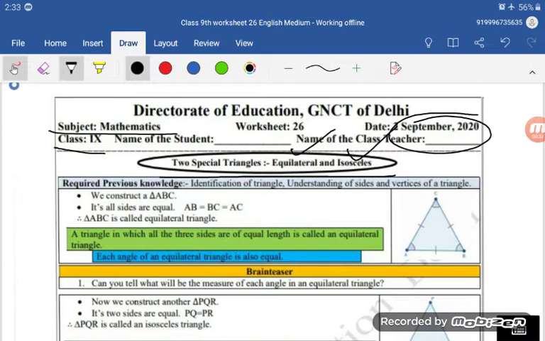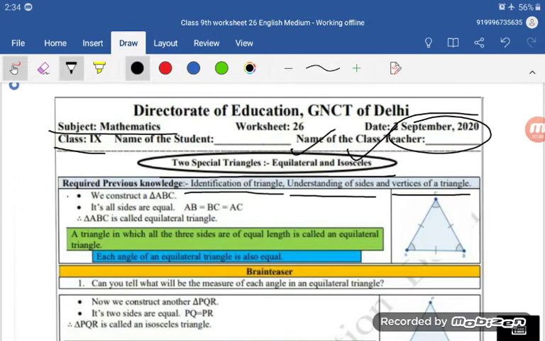For this purpose, you should know identification of a triangle, and understanding of the sides and vertices of a triangle. Okay, so let me start. First of all, we will discuss the equilateral triangle.